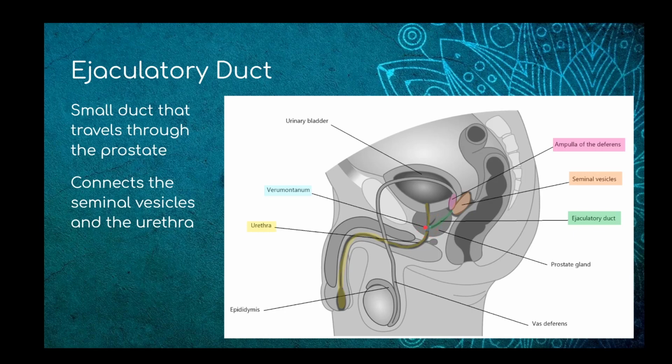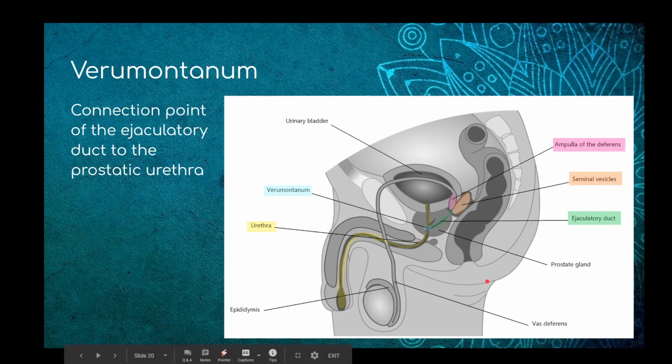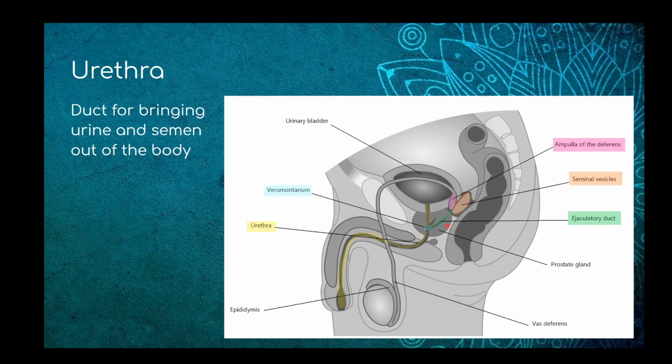So they meet up right at the spot here, and then the prostate, which is kind of muscular during ejaculation, will push the semen out of the rest of the urethra and out of the penis, out of the body. All right. So just to kind of recap, because I jumped ahead on my slides here, the verumontanum is where the urethra and the ejaculatory duct join one another. And then the urethra is responsible for bringing both urine and semen out of the body.